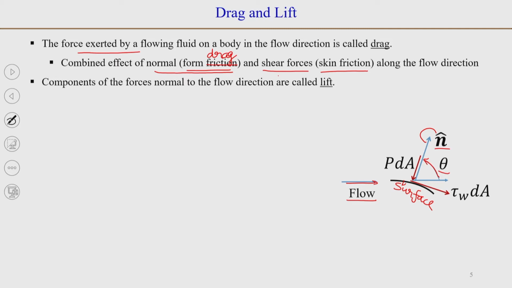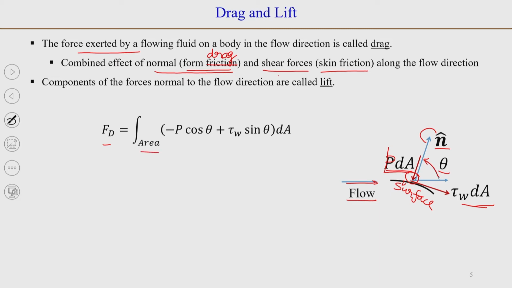Then we can take the components of pressure force which acts normal to the surface and inwards to the surface. So, it will be opposite to the area vector. So, that is P dA, and the shear stress is tau w dA, which acts in the tangential direction at that point, tangential to surface. So, we can write the drag force F d is equal to, if we take the entire area, then we can integrate this over the area.